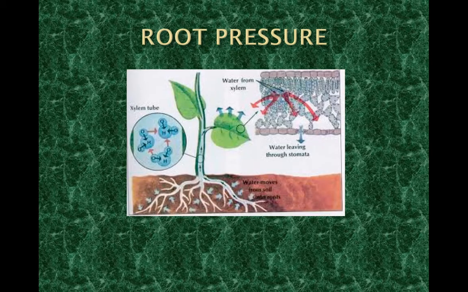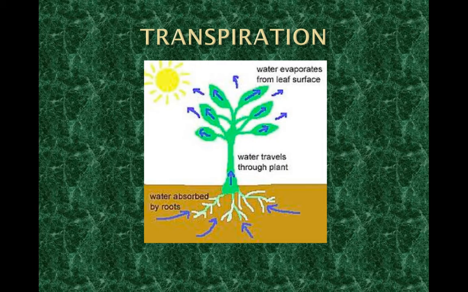Root pressure is involved in water and solutes entering the roots. As the ion concentration in the xylem increases, water enters and pushes the solution up. This doesn't account for a lot of the force that draws water up the xylem. Transpiration does. This is the loss of water from the leaves due to evaporation, and it occurs through the stomata.